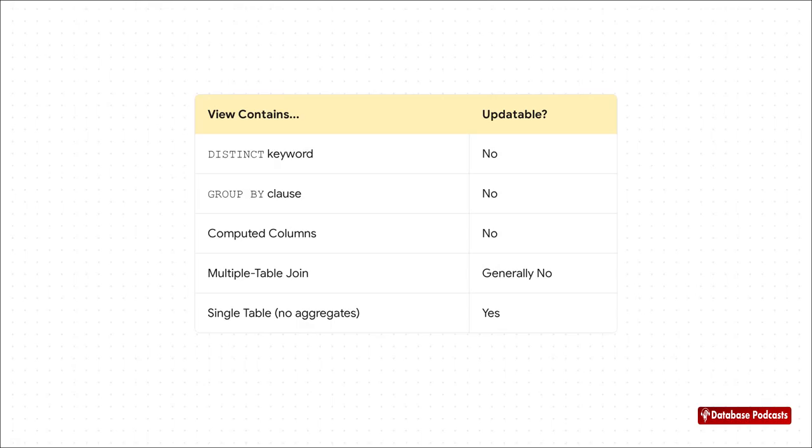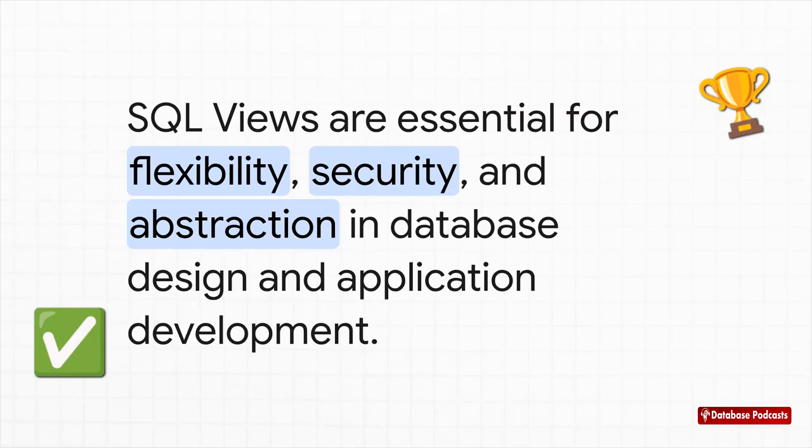A view is only updatable if the database can clearly and unambiguously trace any change back to a single row in a single underlying table. So, if your view uses things like aggregations with GROUP BY, or it has computed columns, or complex joins across multiple tables, it's almost always going to be read-only. And that makes perfect sense, right? If you tried to update an aggregated sales total, how could the database possibly know which individual sales records to change? It can't guess.